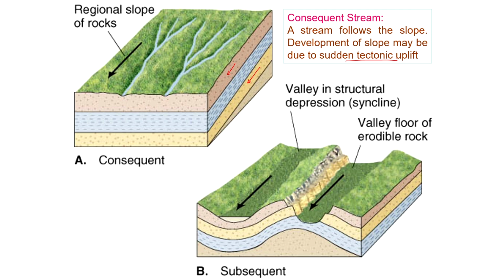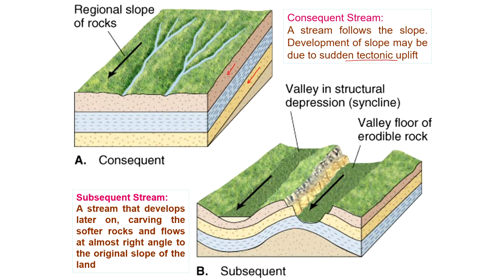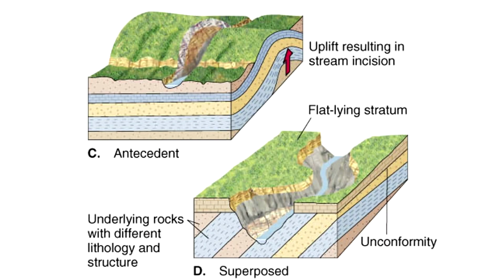Whereas another one, the subsequent stream, is not exactly following the slope. It is flowing across, or we can say against the slope. Mainly, a stream that develops later on, carving the softer rocks and flows almost at right angles to the original slope of the land. So if you look at the original slope, this direction is the slope, and in this direction the stream is flowing almost perpendicular to that, or at a right angle to that. So that is termed as subsequent streams.